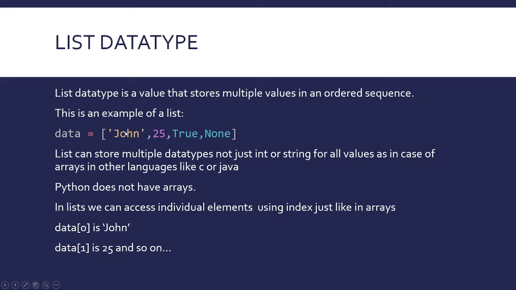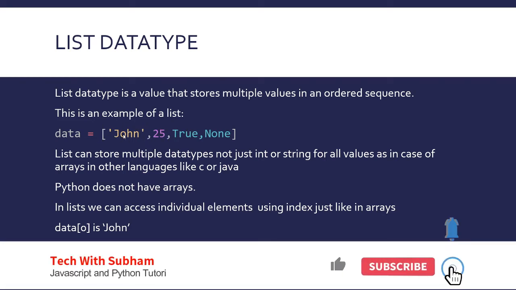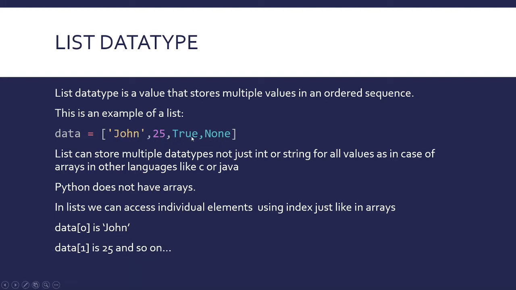If you are coming from a different programming language, you might have heard of the array data type. In an array we can only store a single type of data. If we are storing int, we can store only integers. But in Python there are no arrays; the only thing in Python is the list. In a list we can store multiple types of data in a single ordered sequence. Python does not have any array concept, but lists in Python can be accessed exactly like arrays.